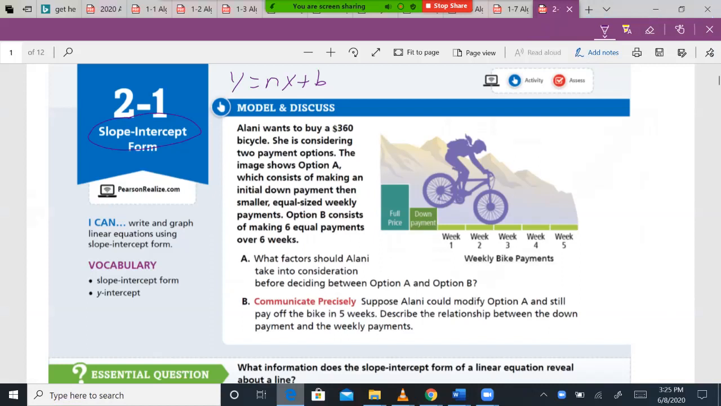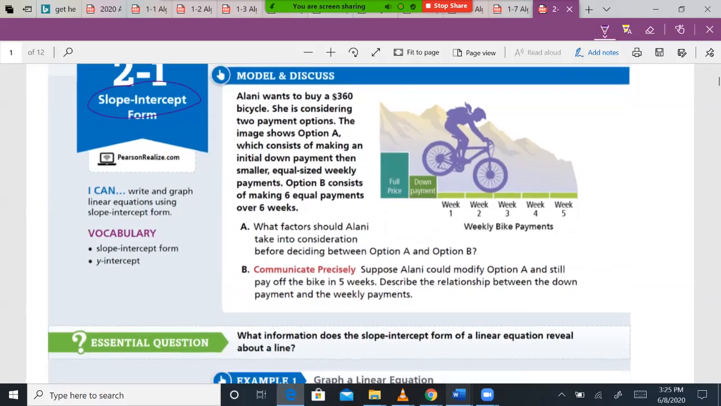Alani wants to buy a $360 bicycle. She's considering two payment options. The image shows option A, which consists of making initial down payments and then smaller, equally sized weekly payments. However, option B is 6 equal payments over 6 weeks, okay? So let's look at this here. Let's say you go down payment and then you're paying a little amount each week, whereas on the other one, you're paying 6 equal payments.